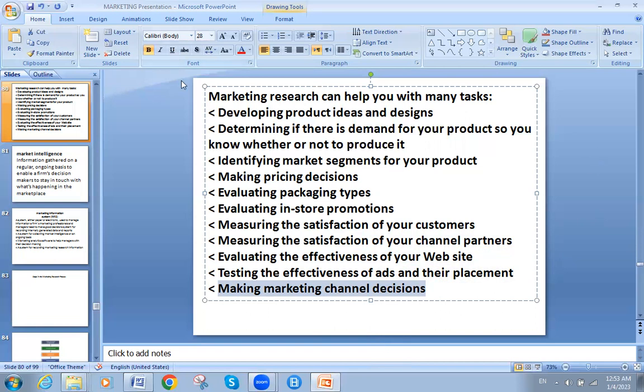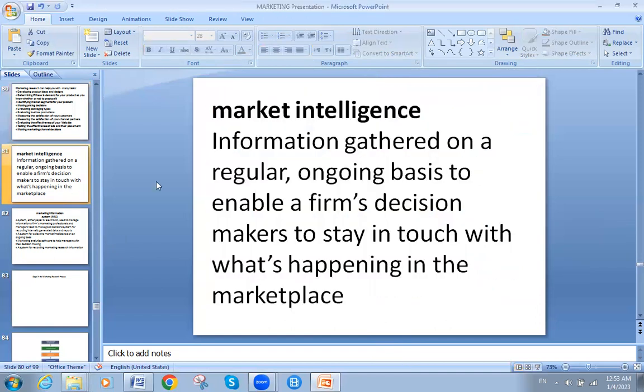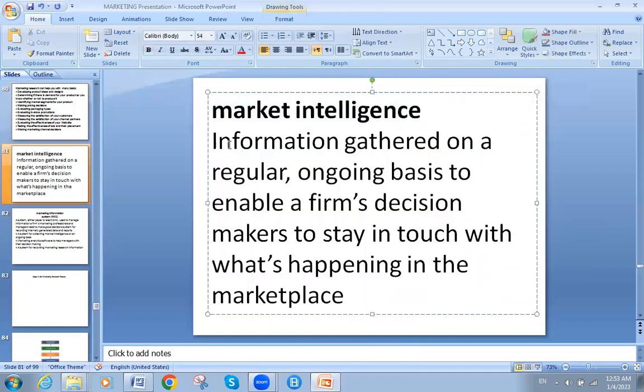So those are the reasons why we do marketing research. Marketing intelligence is information gathered on a regular, ongoing basis to enable a firm's decision makers to stay in touch with what's happening in the marketplace. This is marketing intelligence. It is about how to gather or collect information on a regular ongoing basis to enable a firm's decision makers to stay in touch with what's happening in the marketplace.